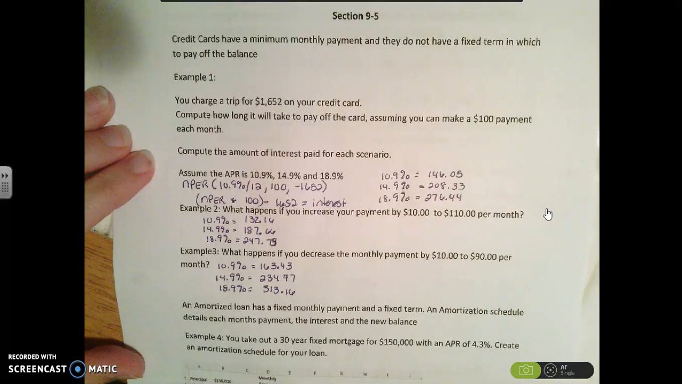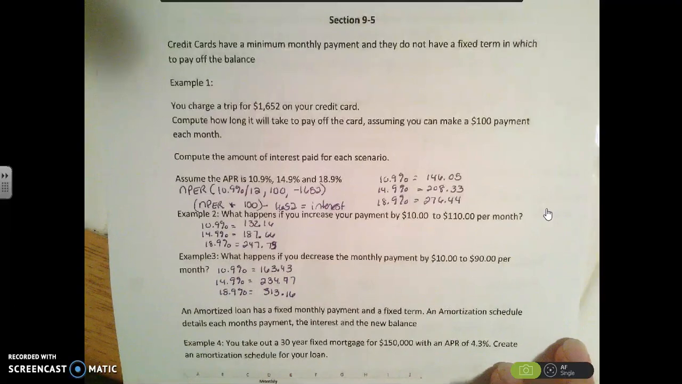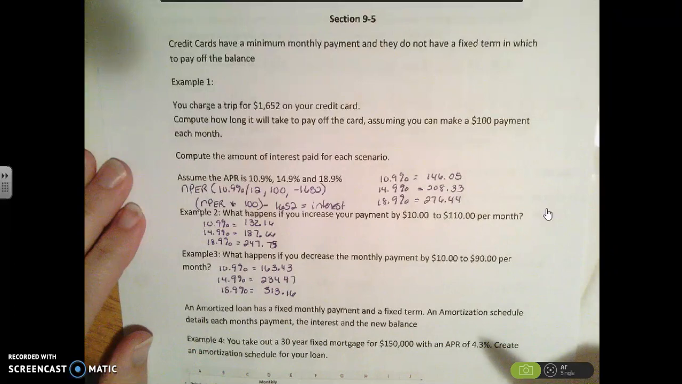So, if you just pay that minimum amount, you could end up paying off your credit cards for a long period of time. So usually you want to try and pay more than the minimum.